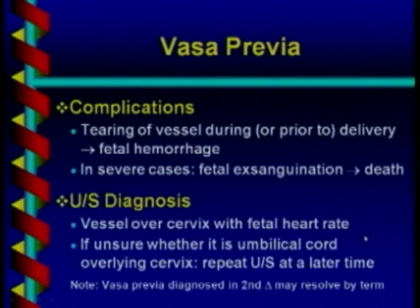With a vasa previa, there can be very serious complications. If vaginal delivery is attempted, the vessels can tear during delivery, which could lead to fetal hemorrhage, and in severe cases, fetal exsanguination and death. We make the ultrasound diagnosis when we see a vessel over the cervix that is fetal. It has a fetal heart rate as opposed to a maternal heart rate. And if you're not sure whether it's held there under the membranes or just happens to be lying there at the time, repeat the ultrasound a few minutes later, or if necessary, at a later date.